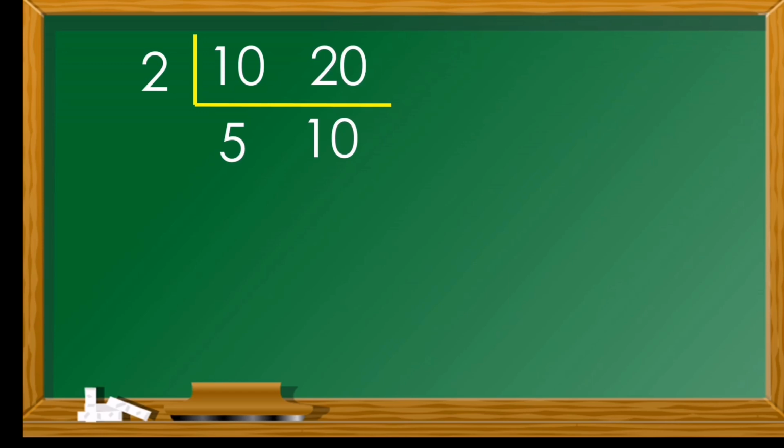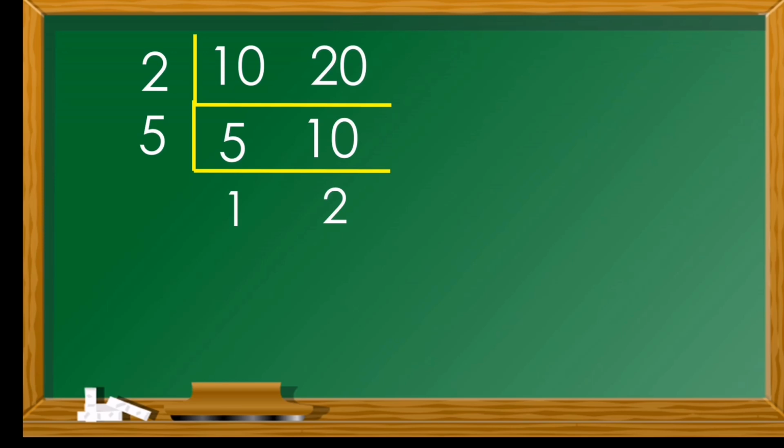Can we divide this by another number except 1? Yes, we can divide this by 5. So 5 divided by 5 equals 1. Then 10 divided by 5 equals 2. So our quotient is 1 and 2.